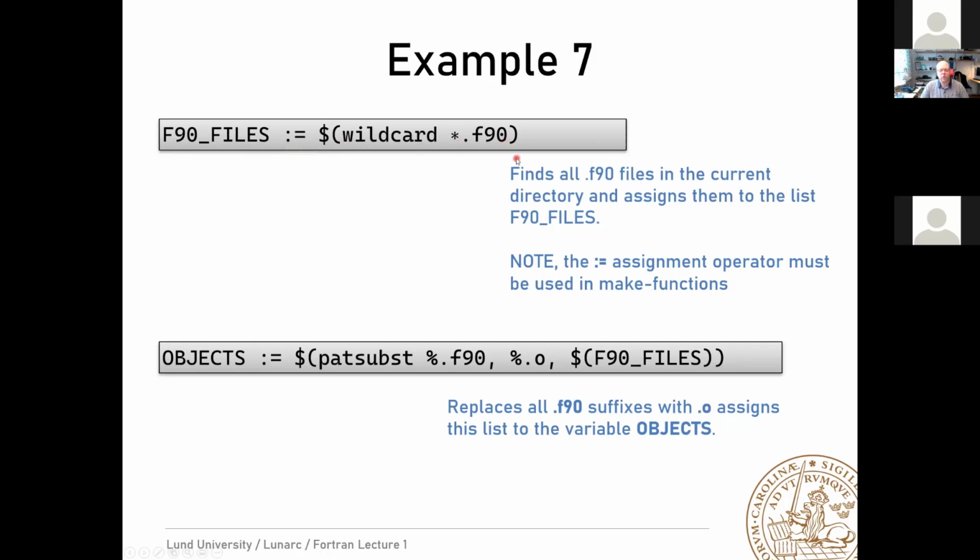That will create a list of all your source code files. Then we can create a list of all the object files in my project by using patsubst, substituting all the .f90 suffixes in the F90 files list with .o. Then I get a list of all my objects, potential objects in my code.